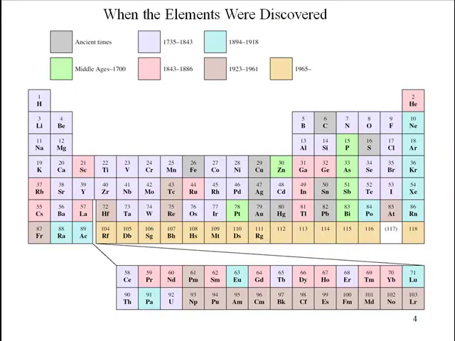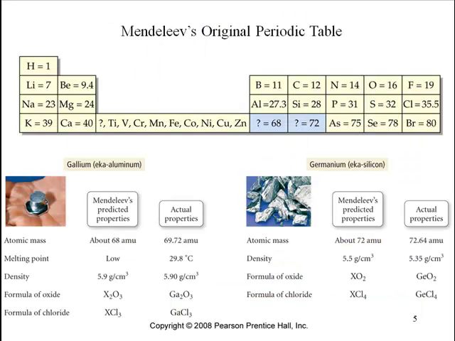If we look here at when the elements were discovered, we can see some general patterns. First of all, we've got copper, silver, and gold all in this column, discovered in ancient times. The most recent ones are down near the bottom of the periodic table. The noble gases all were discovered in the middle section here. The reason they had such difficulty discovering them was because they were gases and they did not react with the other elements.